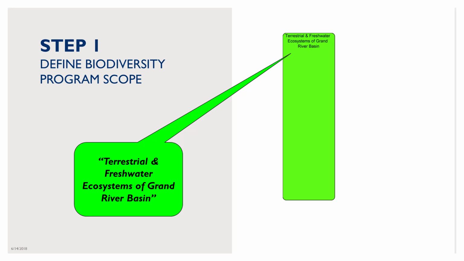Now that we have looked at defining your biodiversity program scope, we'll complete the second step in developing your situation model, defining the specific biodiversity focal interests that your program is trying to conserve or restore.